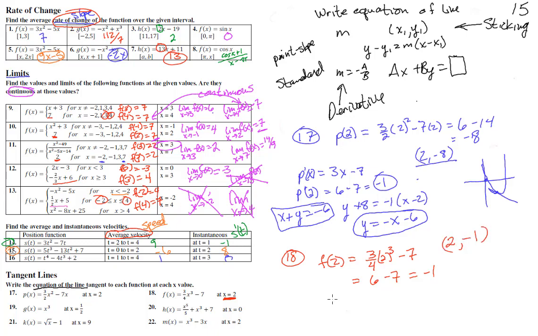All right, what's the slope? Well, we've got to do f prime of x, and then we'll stick 2 in there. 3 times 3/4, that's 9/4 x squared minus 7. And stick in 2, we get f prime of 2 is 9/4 times 2 squared minus 7. That's 4 and 4, 9 minus 7 is 2. So the slope is 2 over 1.